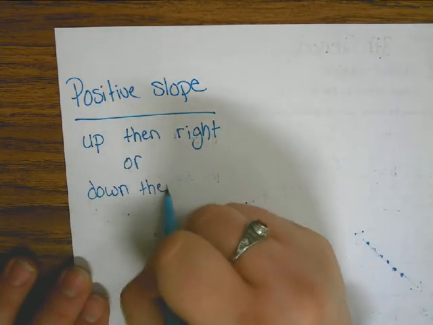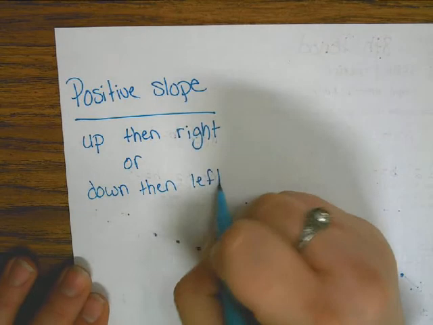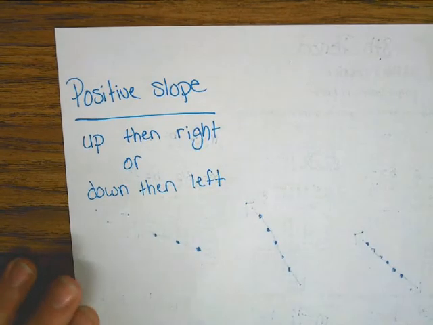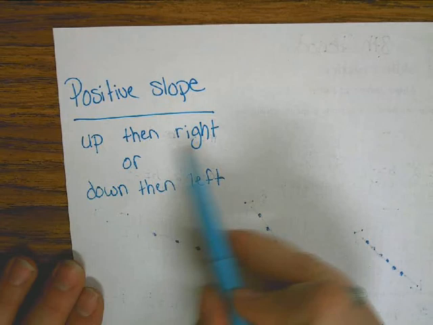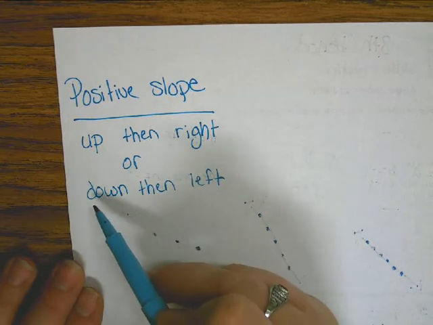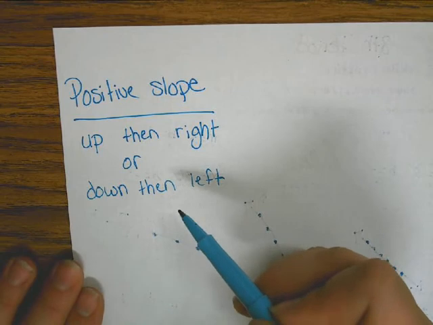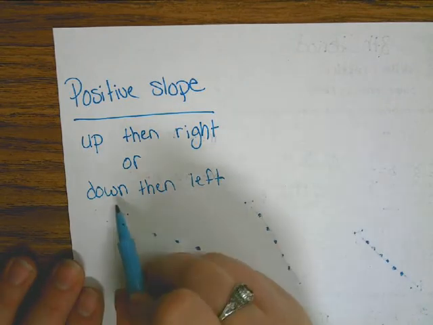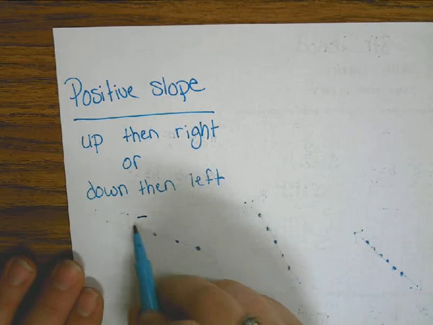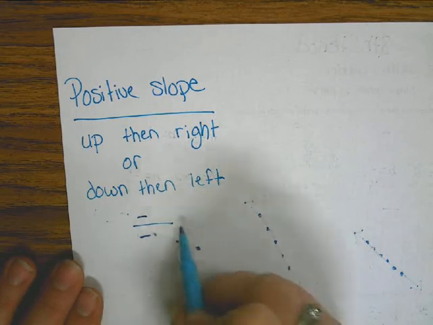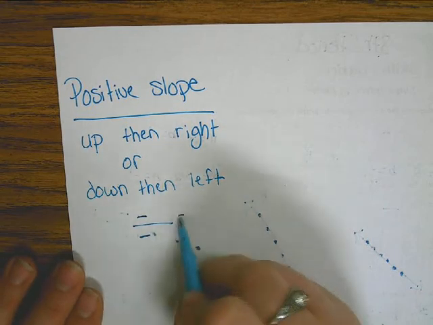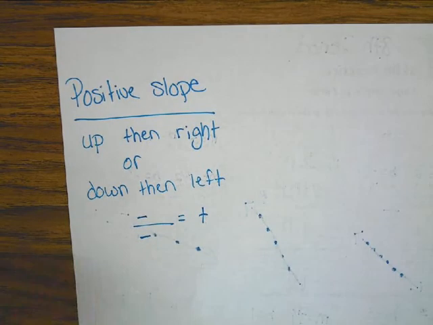Sometimes on your graph it's not going to fit to go up then right, so you may have to go down then left. That is still a positive slope. Because remember we looked at if we go down, that's a negative. If we go left, that's a negative, so negative over negative gives you a positive.